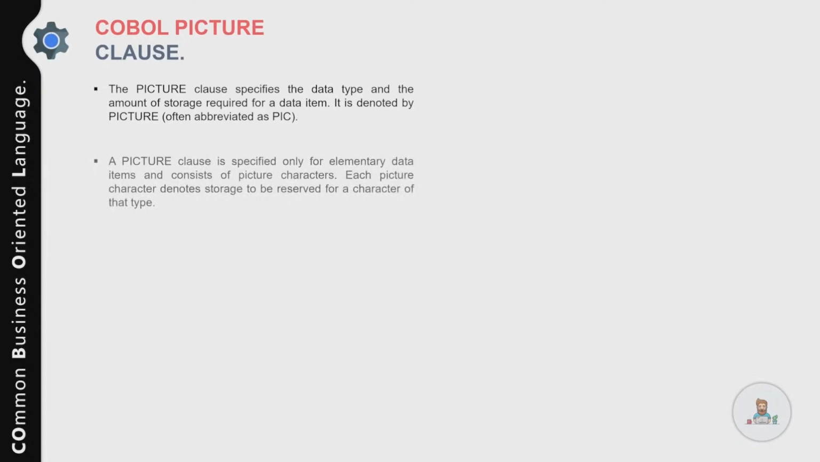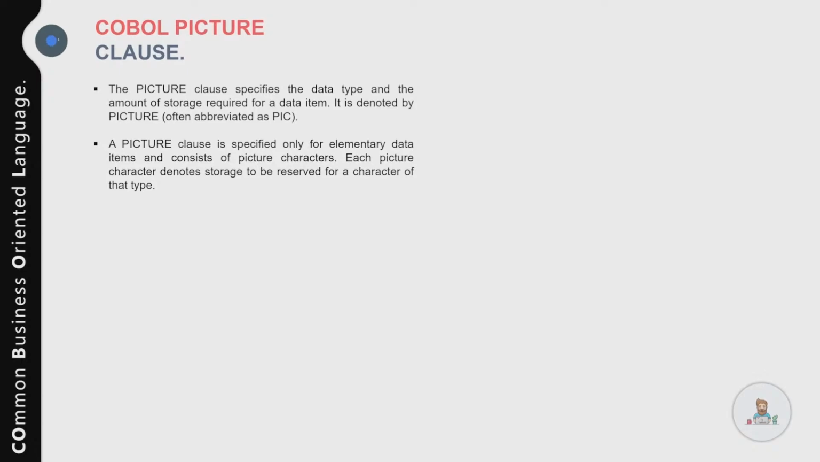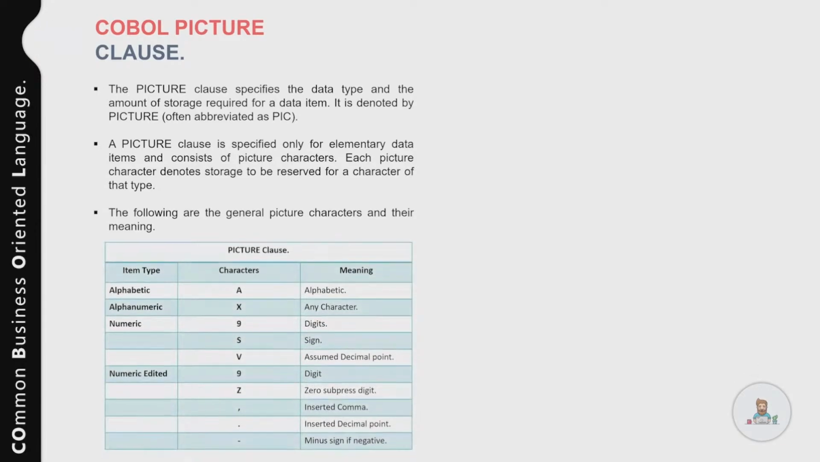It is denoted by picture, which is often abbreviated as pic. A picture clause is specified only for elementary data elements or items and consists of picture characters. Each picture character denotes storage to be reserved for a character of that particular type. The following are the general picture characters and their meaning.